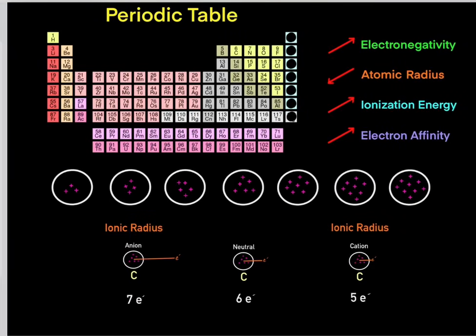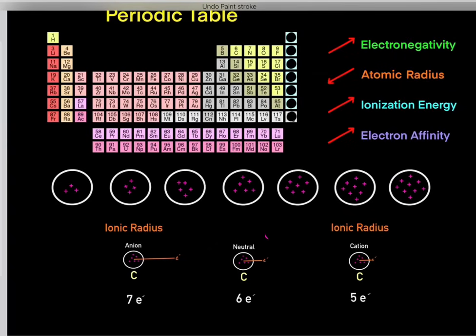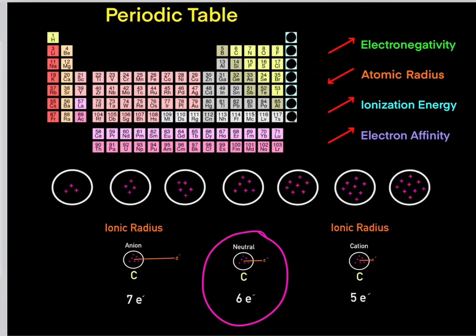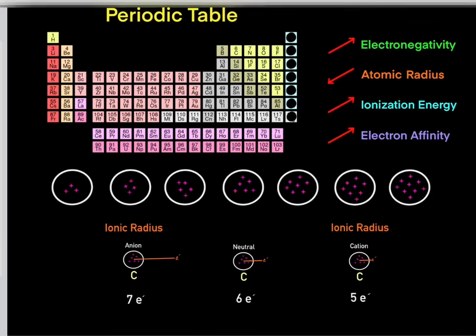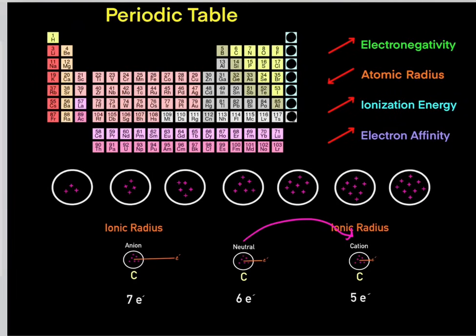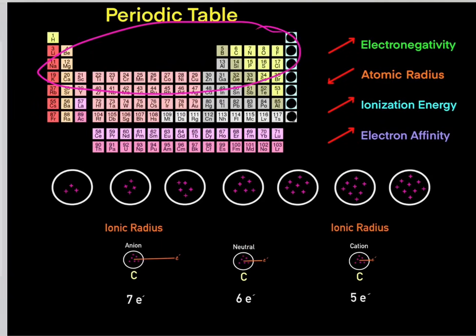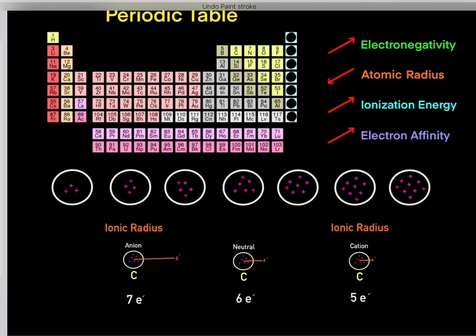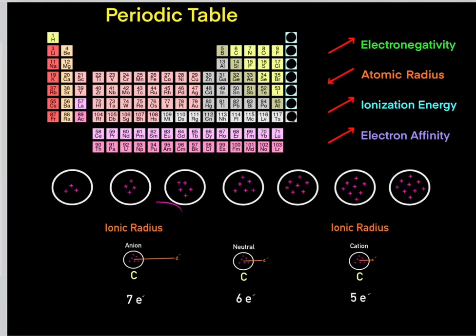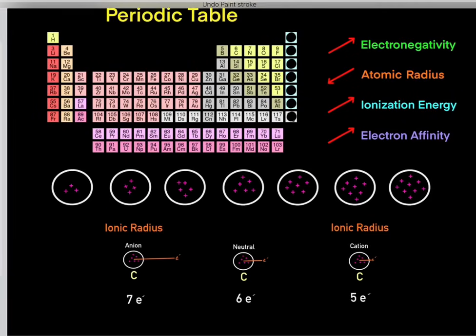Also, something important to realize is, let's focus on this carbon atom. If you have a neutral carbon atom, it's going to have a certain radius. However, if you have the cation form of it, it's going to have a smaller ionic radius. However, if you have the anion form, it's going to have a larger ionic radius. And that's true for any element. When you have the cation form, it has a smaller radius. When you have the anion form, it has a larger radius.